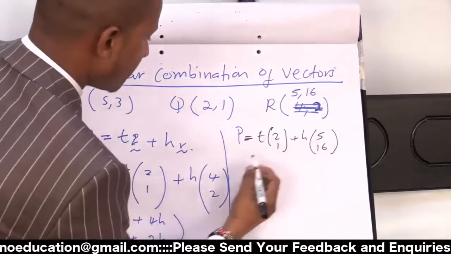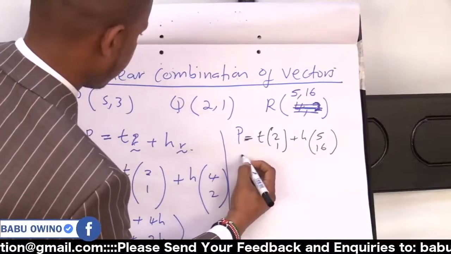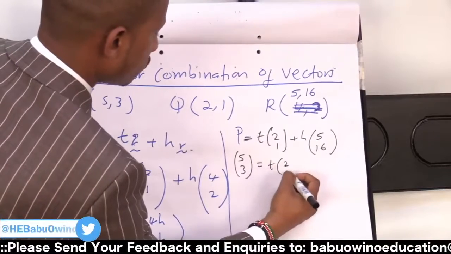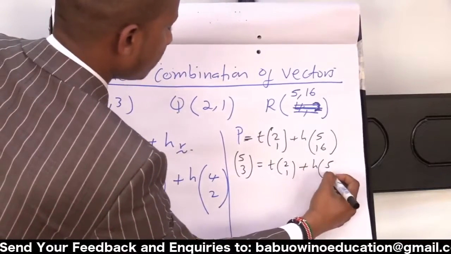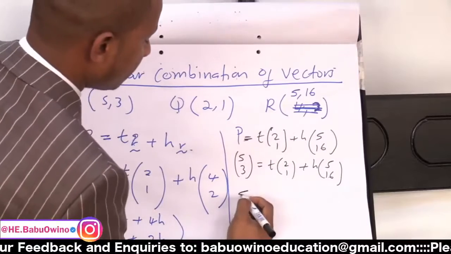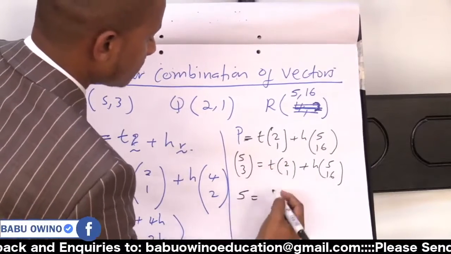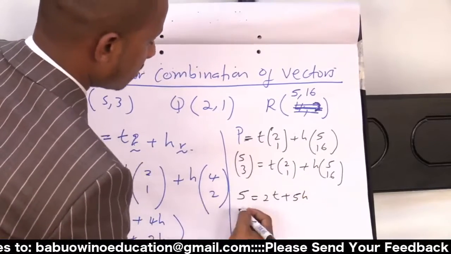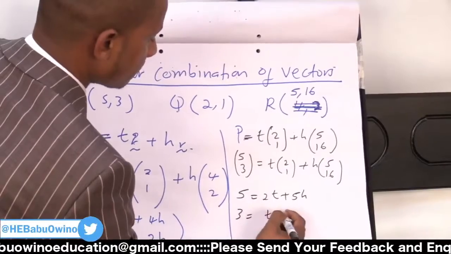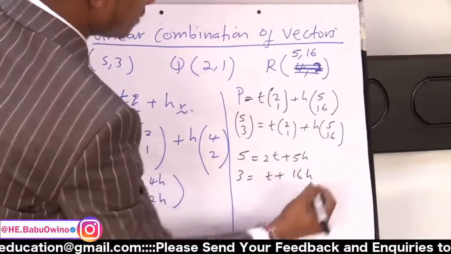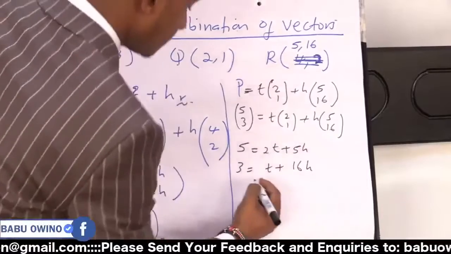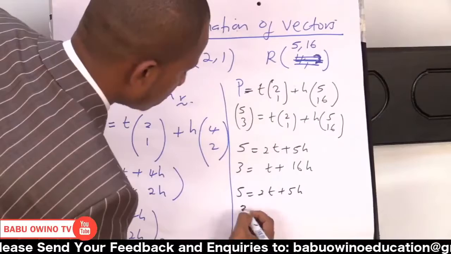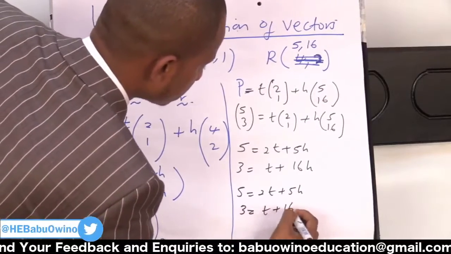So here, open it up. Our P value is 5, 3 equals T of 2, 1 plus H of 5, 16. So open it up. 5 equals 2 times T is 2T plus here is 5H. Then 3 here equals T plus 16H. The same thing, 5 equals 2T plus 5H. Then 3 equals T plus 16H.